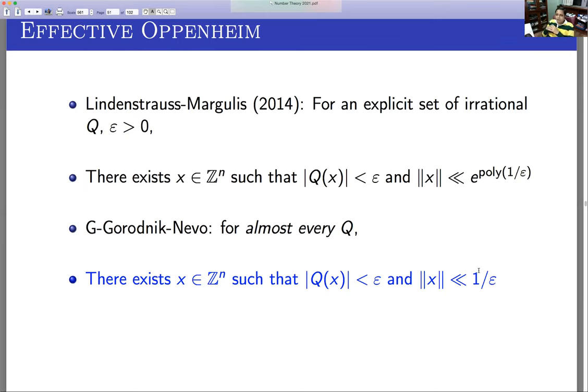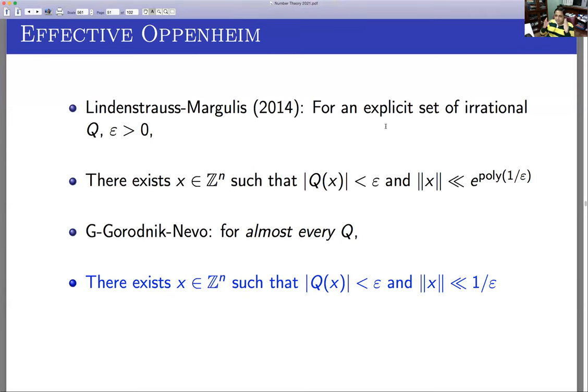And in a certain heuristic sense, this is the right bound to expect. Because if you look at lattice points in a ball of radius t, in three dimensions there are roughly t cubed of them, and you plug them into a quadratic form, which takes values in some interval of roughly size t squared. So you'd expect the least one to be roughly of size 1 over t, heuristically. And what we were able to prove is that in fact this is true for almost every quadratic form. So it's a much better bound than Lindenstrauss-Margulis, but it's an almost every bound. Theirs is a much stronger result because it's an explicit set of irrational quadratic forms.